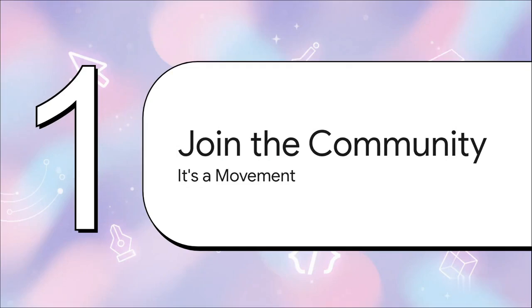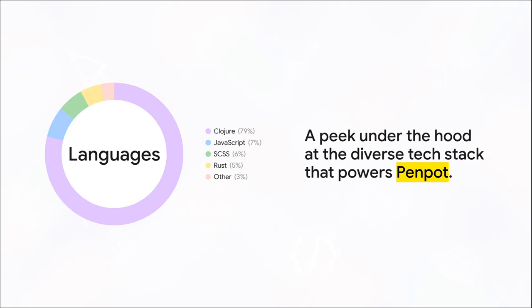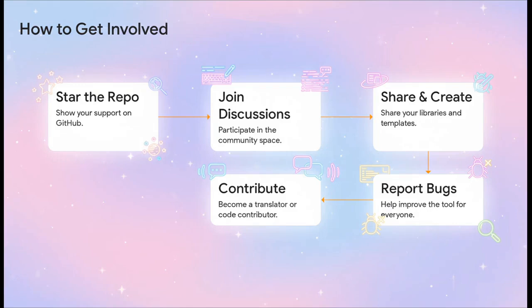And, a project with that much support isn't just software anymore, it's a movement. Penpot is built on collaboration, not just inside the tool, but from the global community that's building the tool itself. This is a little peek under the hood. You can see it's mostly built with a language called Clojure, which is pretty unique and really powerful. But you also see familiar faces like JavaScript and SCSS, and even some Rust. This diverse tech stack is just proof of how many different kinds of contributors are helping to shape the future of this tool.